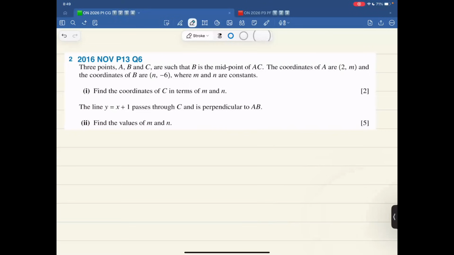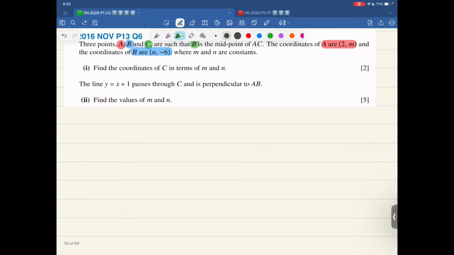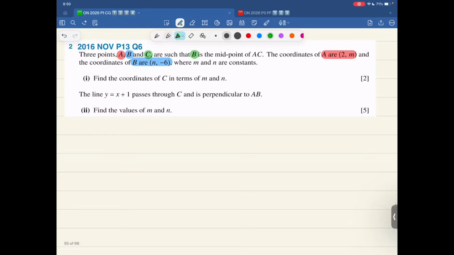So now, people, let's look at this question. What it says is this. There are 3 points. The first one is A. That is A over here. The second one is B. That is B over here. The third one is C. Now it says B, the blue one, is the midpoint of AC. Find the coordinates of C in terms of M and N. M and N are constants. Now, first of all, let me write over here. That is A, which is 2 comma M.